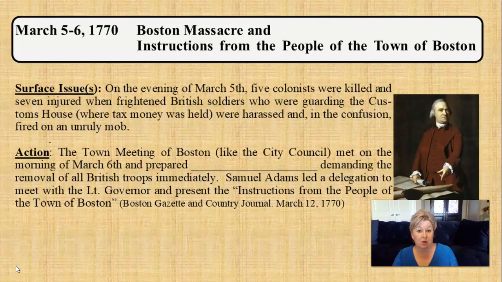So now we have a real problem, because the leadership was not there. The Sons of Liberty were not there. Samuel Adams wasn't there. John Adams, Paul Revere, Dr. Joseph Warren, none of those guys were present at the scene. And now they had to sort out what happened and how to respond to this.